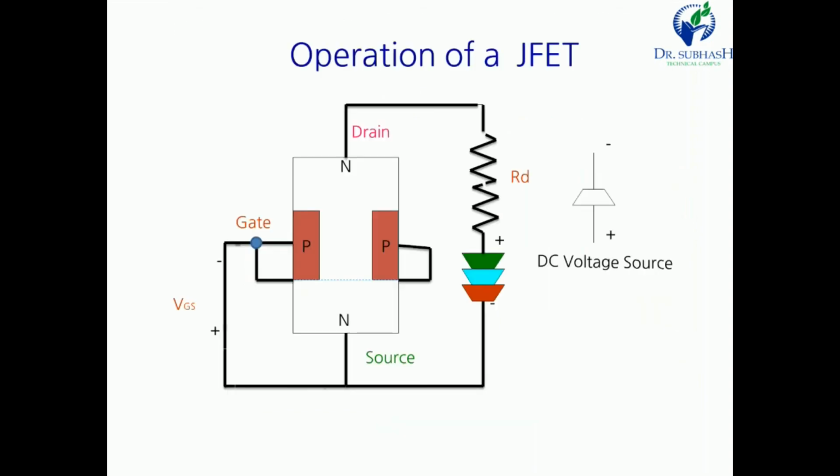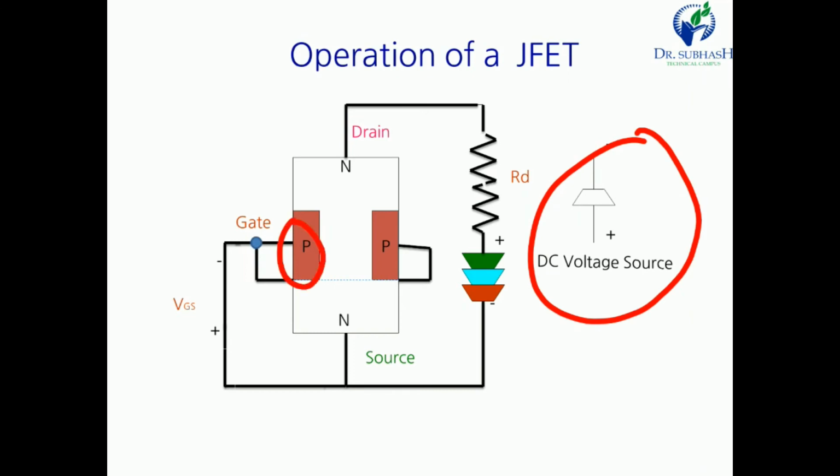Now let's show the operation of the JFET. First of all, we start with N channel JFET. Here this is the DC voltage source. If we increase the DC voltage source, then the reverse bias voltage is increased. Here this junction is in reverse bias mode because we give negative voltage to the gate, and the source we connect with positive. So the VGS voltage is a controlling voltage.